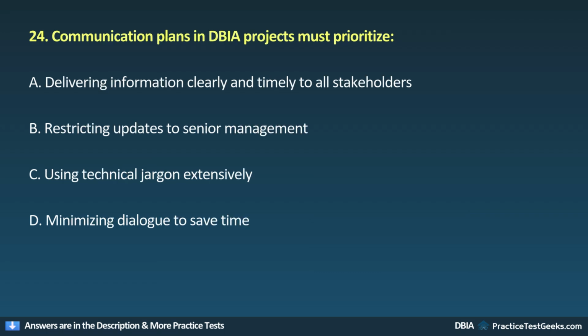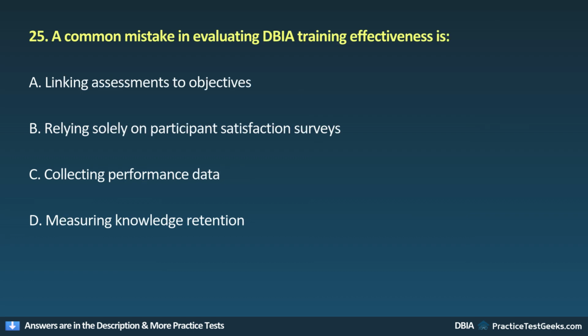24. Communication plans in DBIA projects must prioritize A. Delivering information clearly and timely to all stakeholders. B. Restricting updates to senior management. C. Using technical jargon extensively. D. Minimizing dialogue to save time.